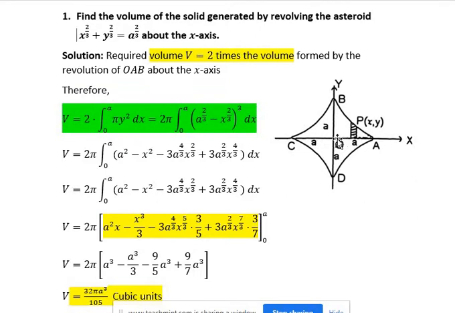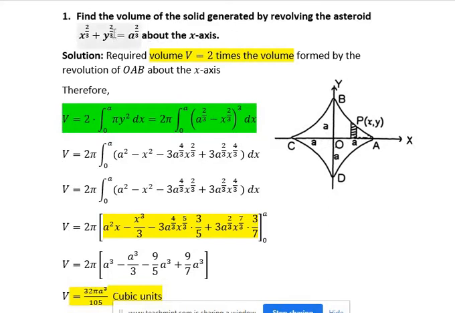See, in the first quadrant, starting from O to A, the distance is a. So, from 0 to a, x is varying. Hence, the volume V is equal to twice integral 0 to a pi y squared dx, which is equal to 2 pi integral 0 to a, taking pi outside. Now, substitute for y squared. From the given equation, y to the power of 2 by 3 is equal to a to the power of 2 by 3 minus x to the power of 2 by 3.